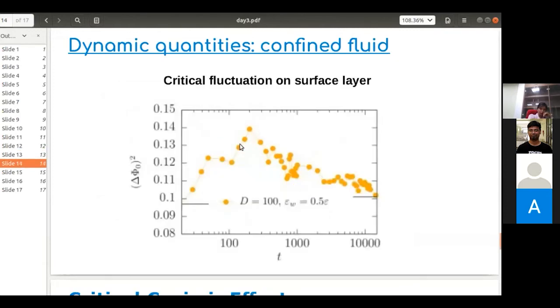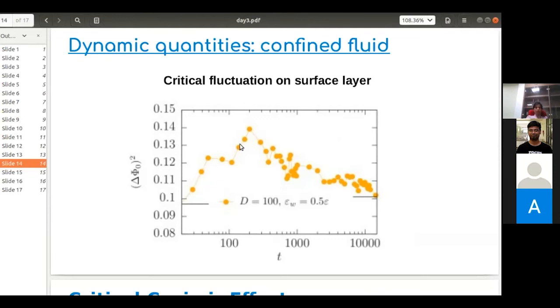All right. The next thing we are going to consider: how do the critical fluctuations develop on the surface layer? After I have quenched the system, initially I had a nicely homogeneously mixed system, and the order parameter fluctuation was close to 0 because it was at a very high temperature. Then I quenched the system to the critical temperature, so I have critical fluctuations developing in the intermediate fluid. And the question is, how does the critical fluctuation develop on the surface layer?